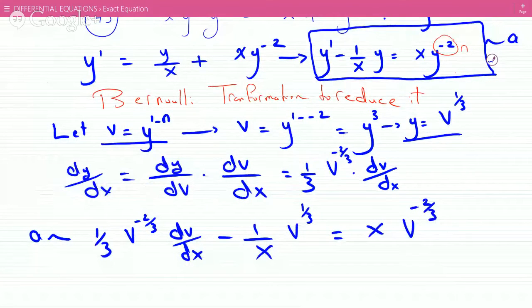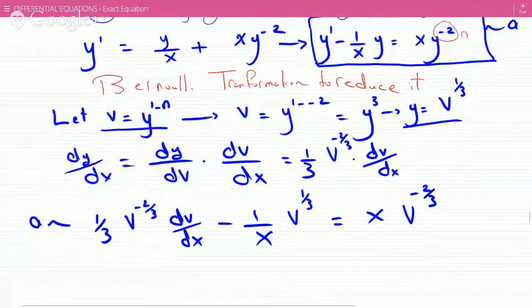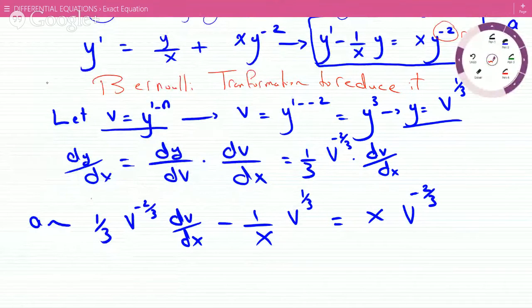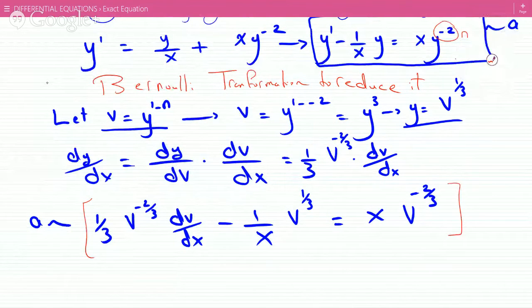You have a question on that one? And now we will multiply this whole equation by 3v to the 2/3, so we can make the first term a 1. Yeah, go ahead, ask.